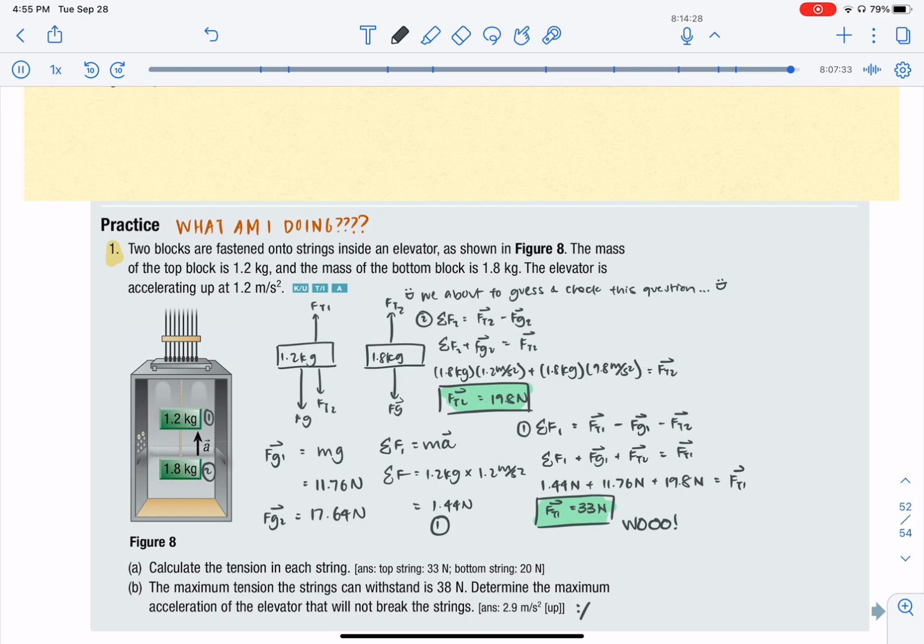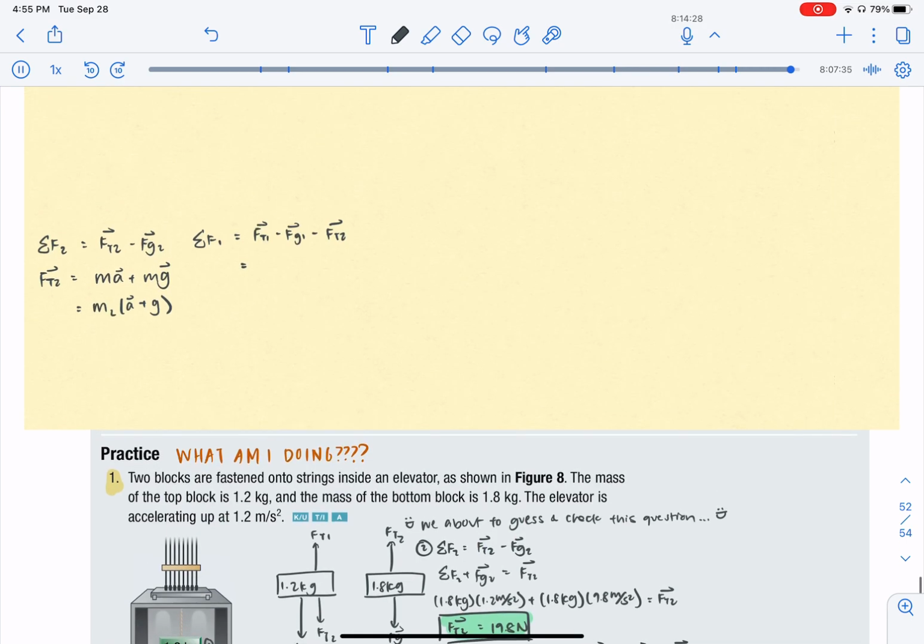Alrighty, I'm going to erase that. We have one more example. Try this one on your own, and we'll take it up together. And the answer's up there this time.